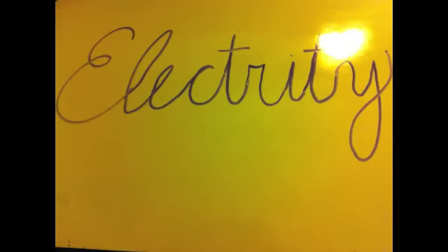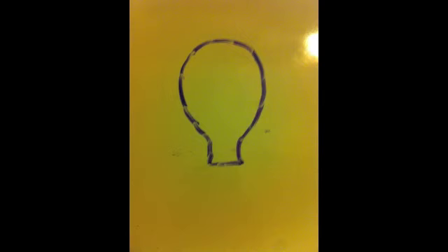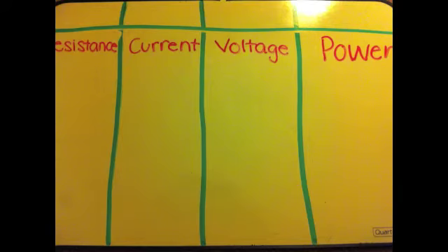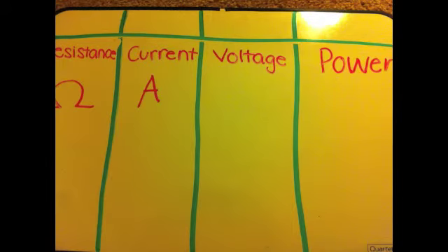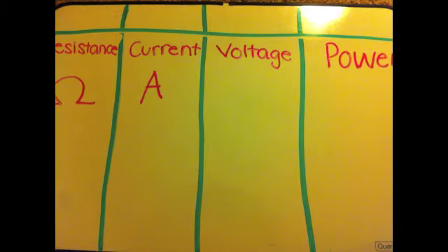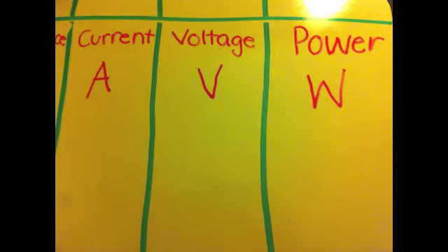Some people think electricity is just about light bulbs, but there's really much more to it than that. There are four major components in electricity: resistance, current, voltage, and power. Resistance is measured in ohms, current is measured in amps, voltage is measured in volts, and power is measured in watts.